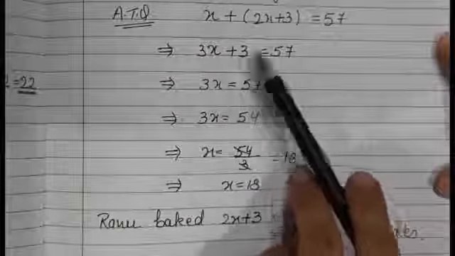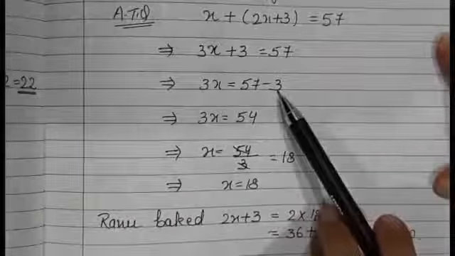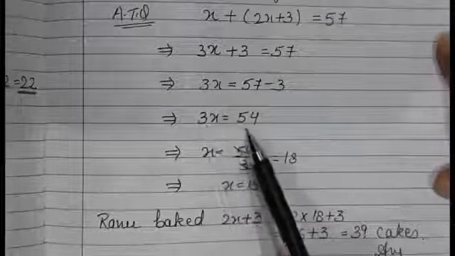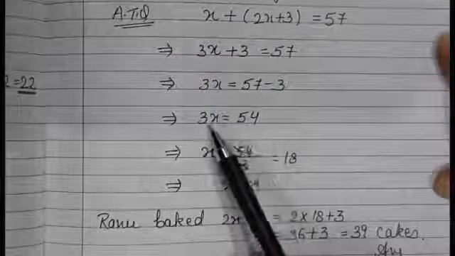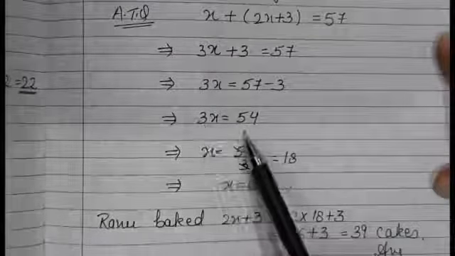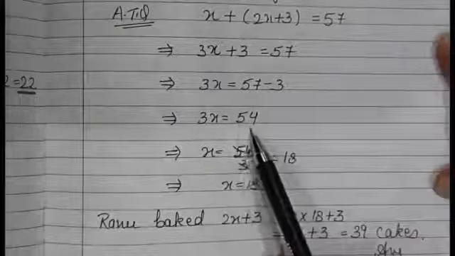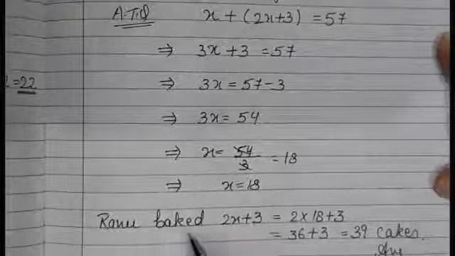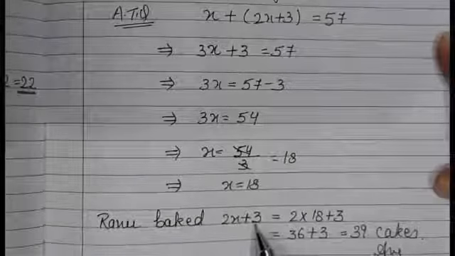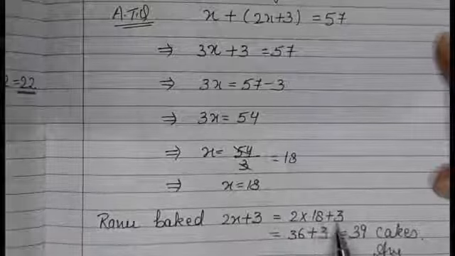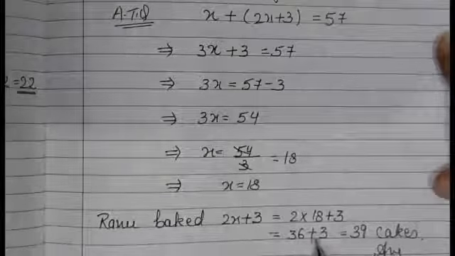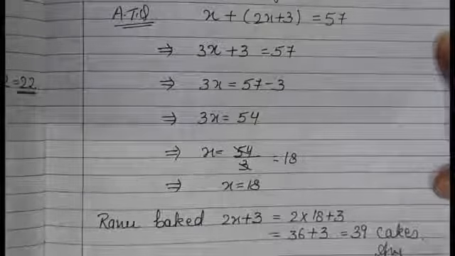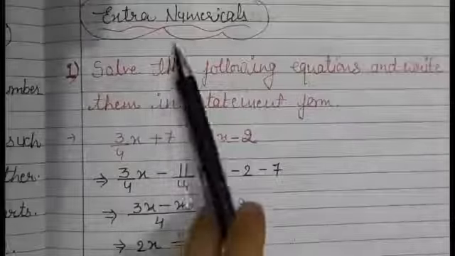Transpose 3 from left hand side to right hand side, we have to subtract. When we subtract, 54 will come. So 3x is equal to 54. When we transpose 3 from left hand side to right hand side, we have to divide. So the value of x will be 18. So that means Ranu baked 2x plus 3, 2 into 18 plus 3 is 36 plus 3, which is equal to 39 cakes. Right?